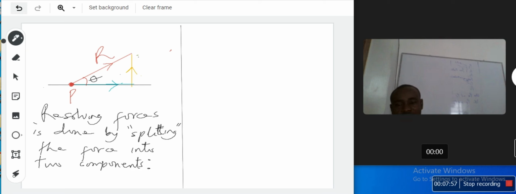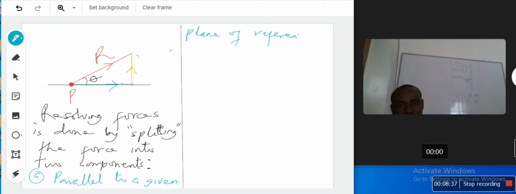The two components are A, parallel to a given plane of reference. So let me just correct it. One of the components will be the one parallel to a given plane of reference. My writing should be neater than this. A given plane of reference.